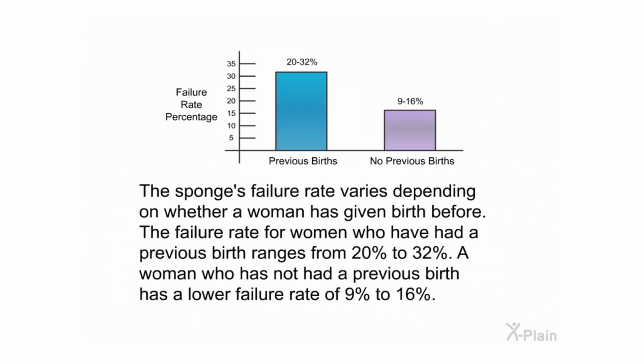The sponge's failure rate varies depending on whether a woman has given birth before. The failure rate for women who have had a previous birth ranges from 20 to 32%. A woman who has not had a previous birth has a lower failure rate of 9 to 16%.